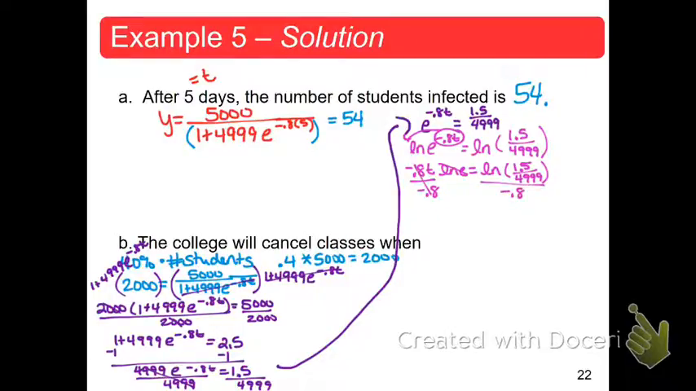When I do that, I get t equals, and we just type that in our calculator. So take the natural log of 1.5 divided by 4,999, get an answer, and then divide that by negative 0.8. And you end up with 10.1 something days. But there's not enough people infected at the beginning of the 10th day, so on the 10th day they're not going to cancel classes. So it's going to take them 11 days to cancel classes. And that's example 5.